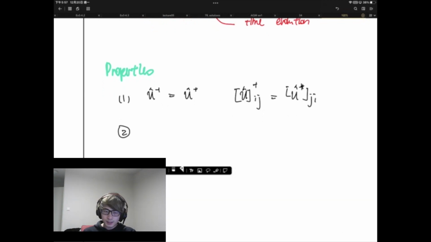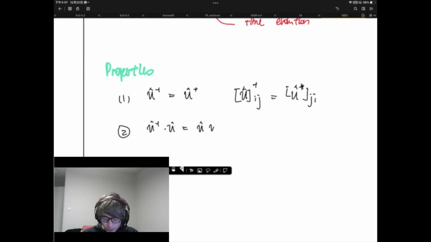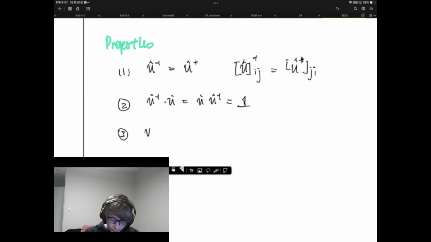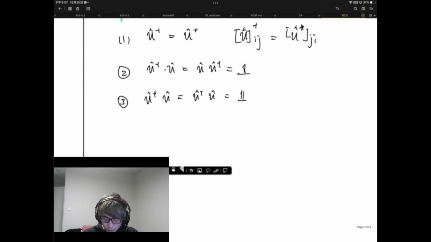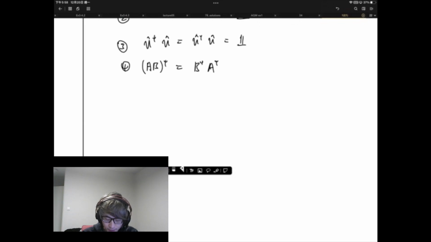The second property is that the unitary times the inverse is equal to the identity operator. The third one is that the dagger of the unitary operator times the unitary is equal to the identity operator. And we come to the fourth property, that (AB) dagger is equal to B dagger A dagger. The inverse of the unitary is equal to the dagger.